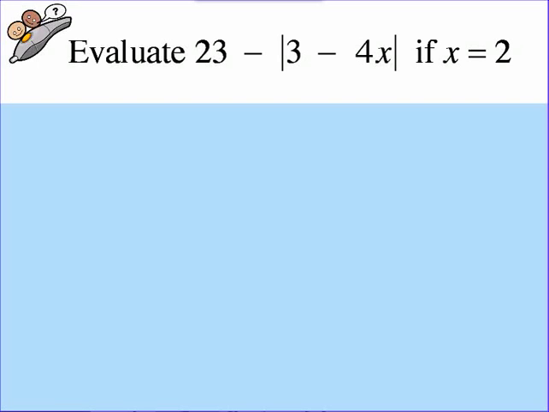Okay, evaluate 23 minus the absolute value of 3 minus 4x if x equals 2. Evaluate 23 minus the absolute value of 3 minus 4x if x equals 2.